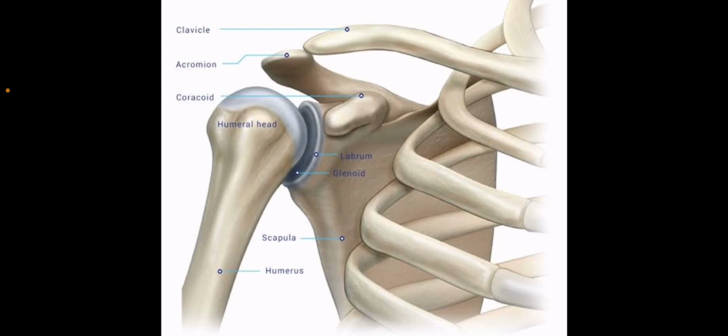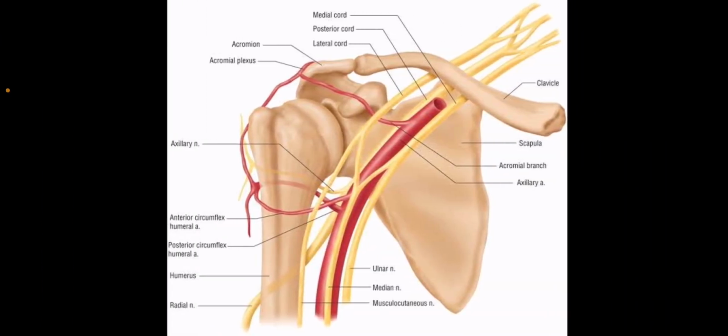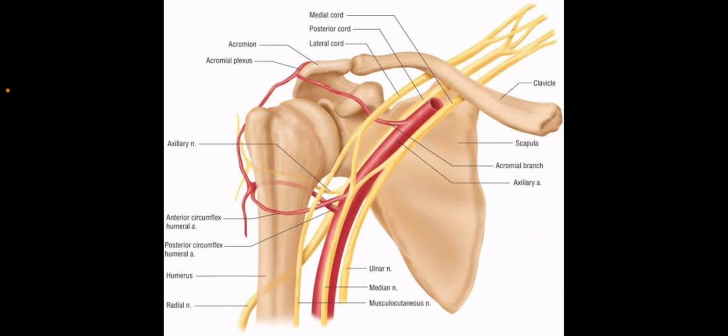The morphology of the acromion is based on 3 categories. Type 1 is flat, type 2 is curved, type 3 is hooked. Coming to the blood supply of the humeral head, the main branch is the ascending branch of the anterior humeral circumflex artery and the arcuate artery. It provides blood supply to the humeral head.